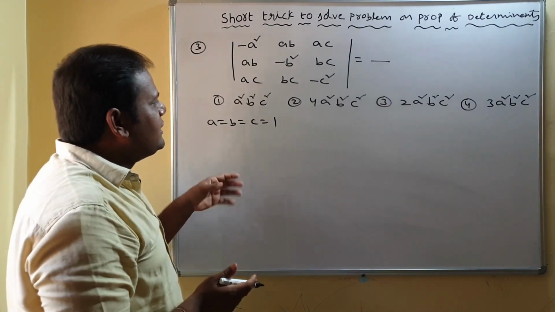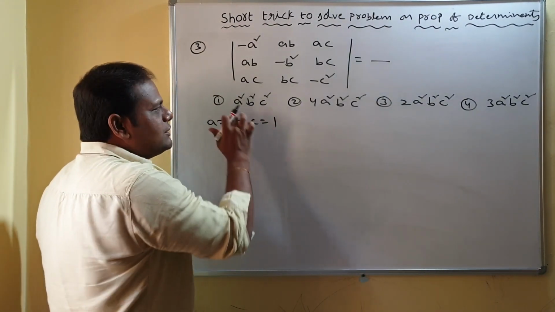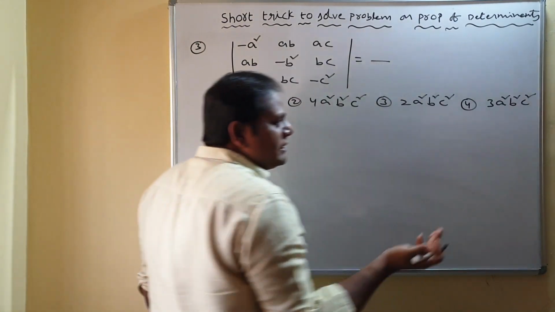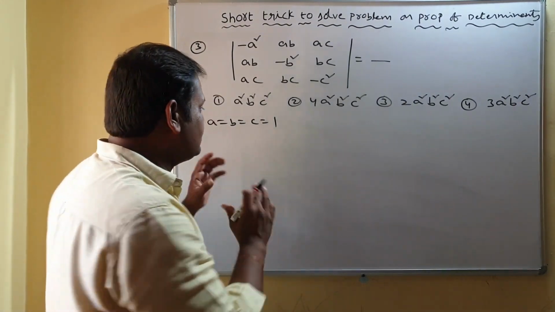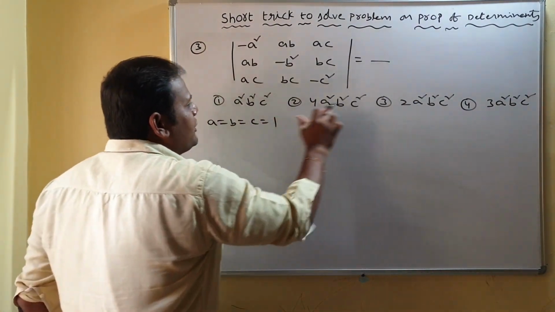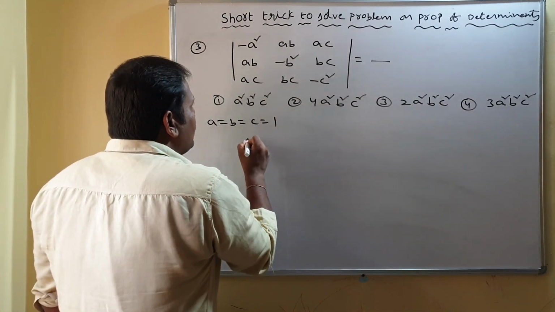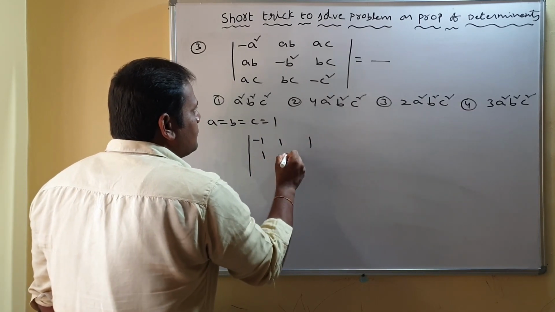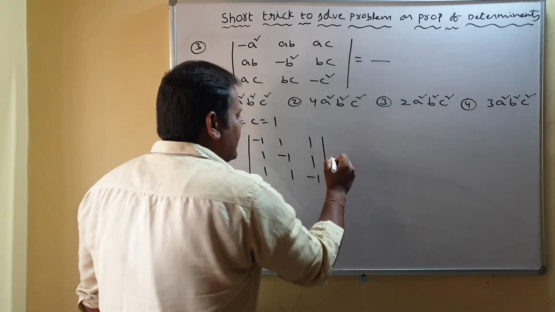Suppose you take a equal to 0, b equal to 1, c equal to 1. What will happen? If you take a equal to 0, this becomes 0, this becomes 0, this becomes 0, that becomes 0. Then can you identify which option is correct finally? That is difficult. So that's why here I am going to take a, b and c values as 1. Then you can get, you see, minus 1, 1, 1; 1, minus 1, 1; 1, 1, minus 1. Now evaluate the determinant.